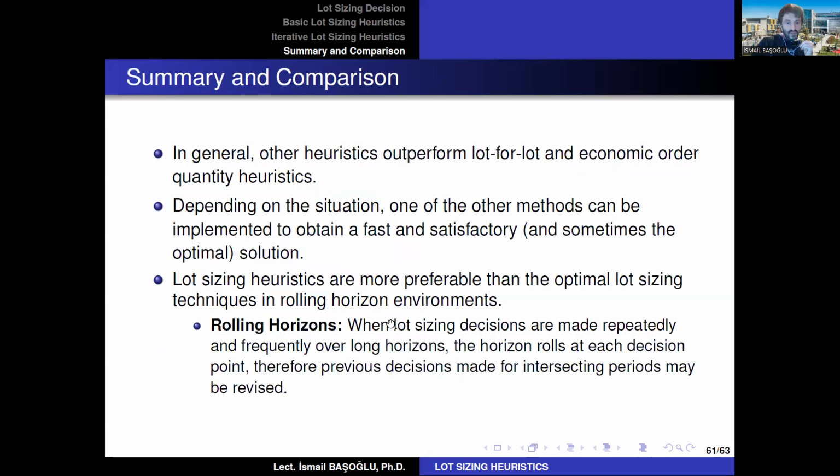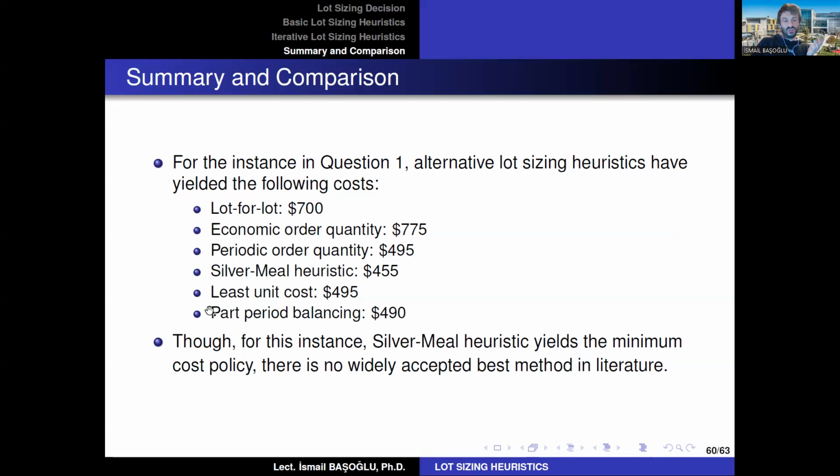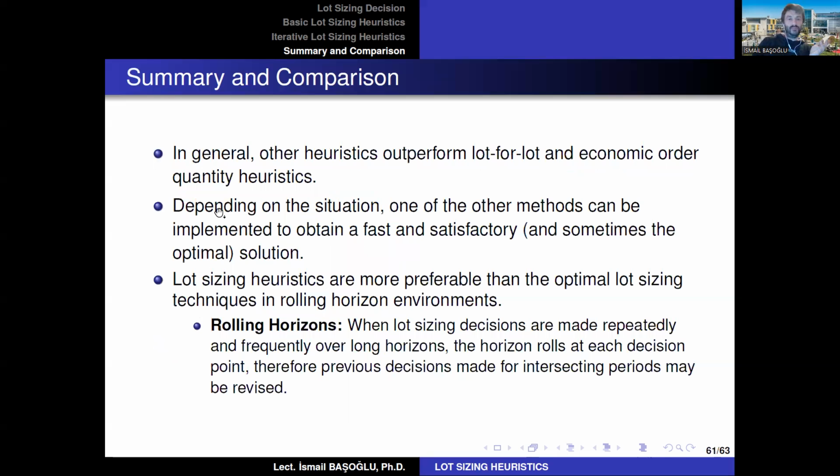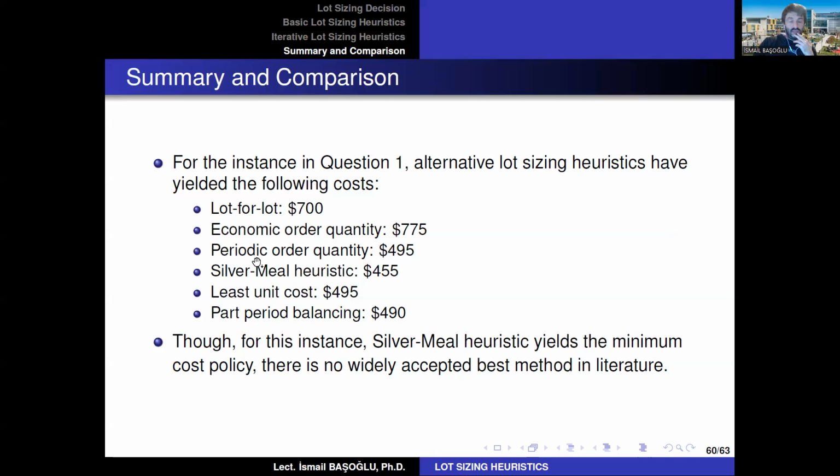Okay, now, in general, other heuristics outperform the lot for lot and economic order quantity heuristics. So we have seen that. The last four heuristics usually outperform the first two heuristics. Okay, and sometimes, instead of using a heuristic which is successful in most cases like the silver meal heuristic, sometimes it may be a little bit better to use one which requires the least amount of calculation, like part period balancing.